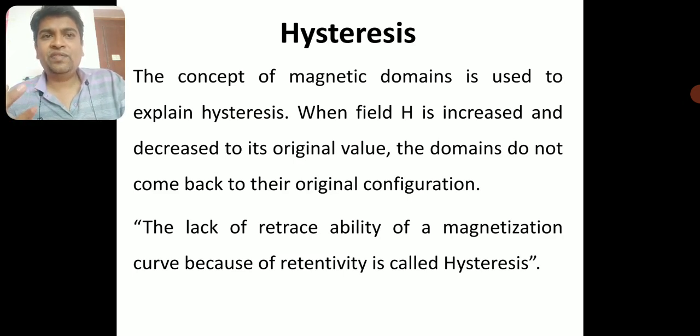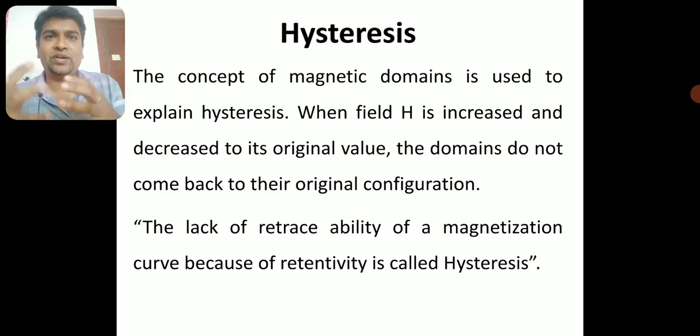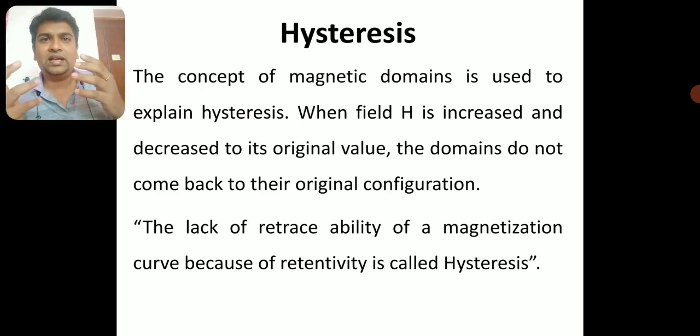And this is a lack of retraceability; they are not retracing the exact path. They are not going exactly to the same position, not exactly to the original configuration. The lack of retraceability of the magnetization curve is because of retentivity, because it retains something even though the field is completely removed. It retains some orientation, and this is called hysteresis.